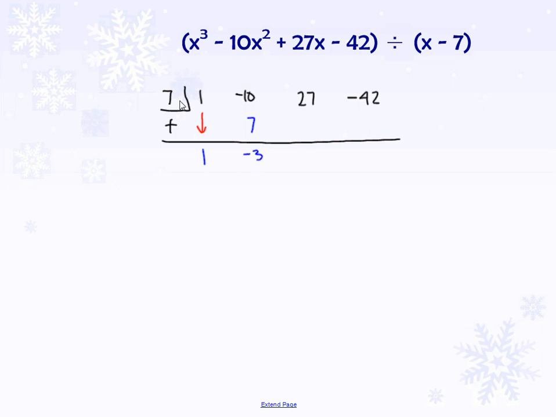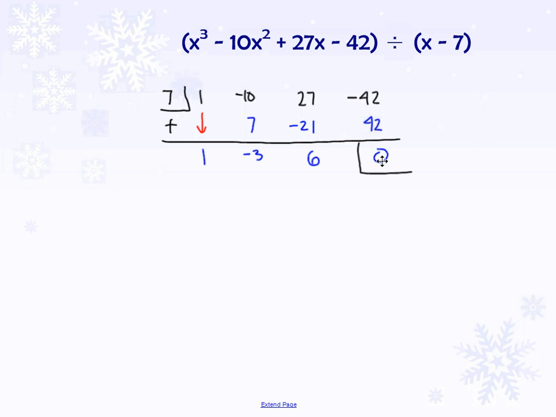Now I'm going to multiply this times the number in the box. So 7 times -3 is -21. I add these two together. 27 plus -21 is a +6. Then I multiply this times the number in the box. So 7 times 6 is +42. Add these two together and I get 0. This last number is also put in a box. This one is always your remainder.